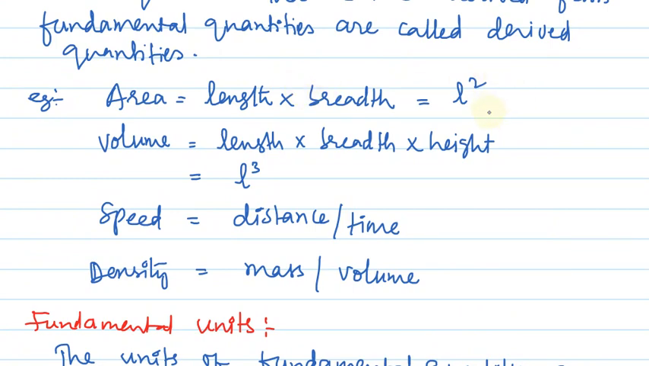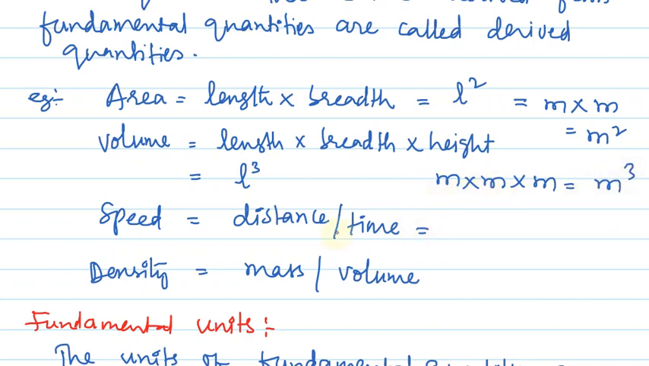So area. Area is nothing but length into breadth. So here length is expressed in SI system as meter. Breadth is expressed even in meters. So we can write this as meter square. So here meter square is a derived unit. When it comes to volume, length is expressed in meters in SI system, breadth is also in meters, height is also in meters. So we can write this as meter cube. So here meter cube is a derived unit. Next, speed. What is speed? Distance by time. Distance is measured in meters in SI system and time is measured in seconds. So we can write this as meters per second, meter second to the power -1. This is a derived unit.